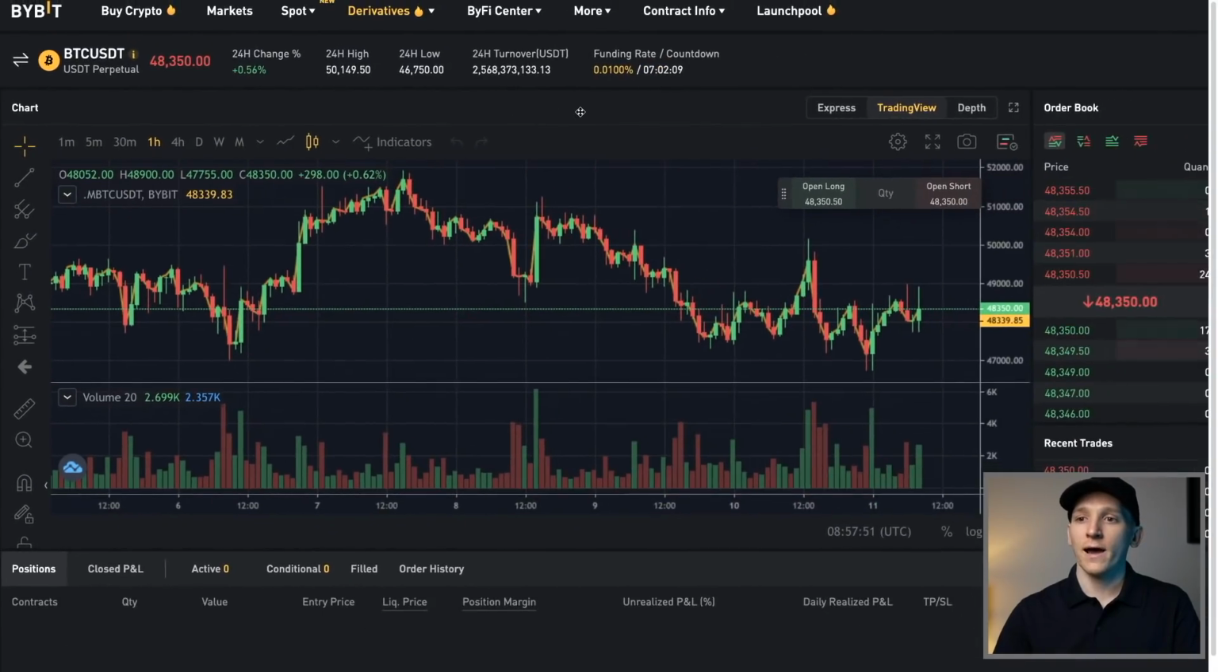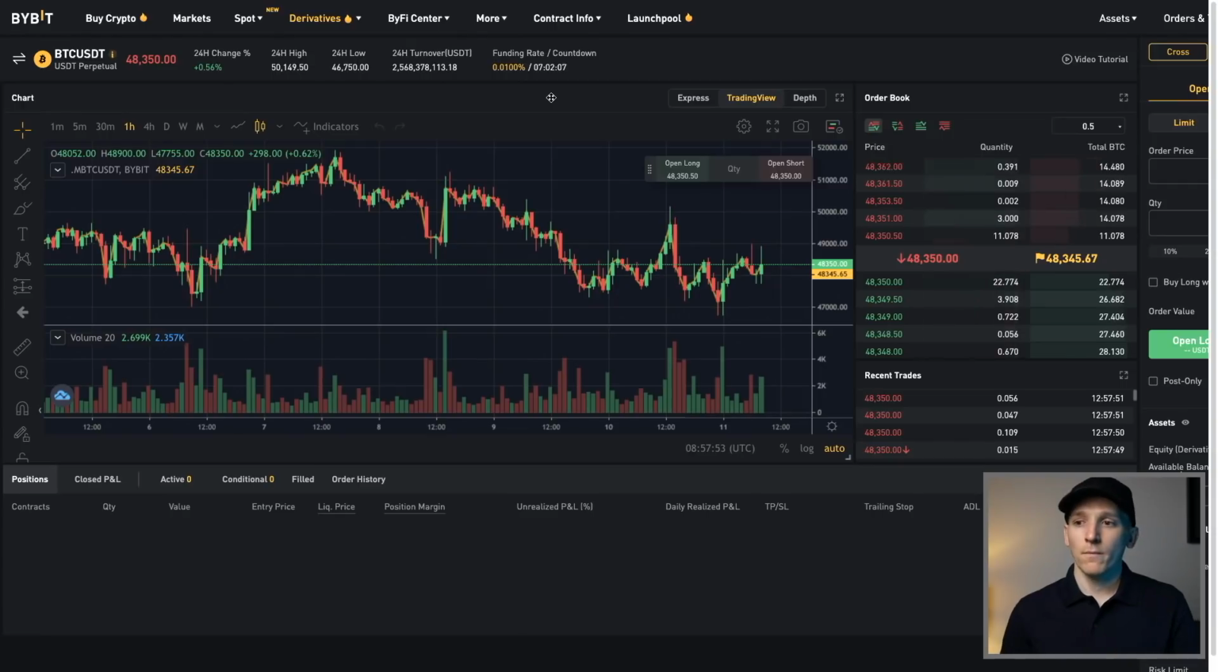So what we have now is the Bitcoin market, most popular market, right? So US dollar tether against Bitcoin. We're using US dollar tether to actually fund our bets. And then we can go long or short on this currency pair.